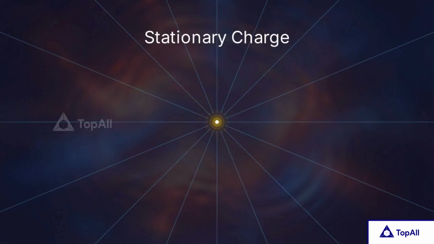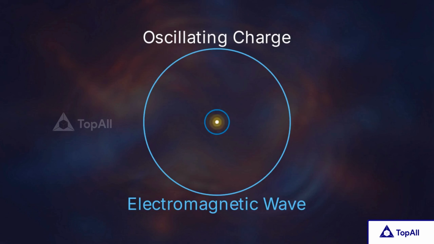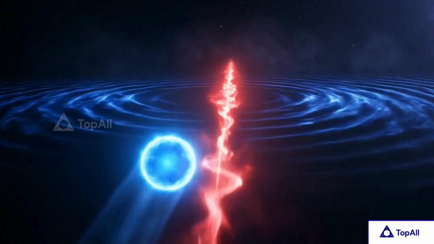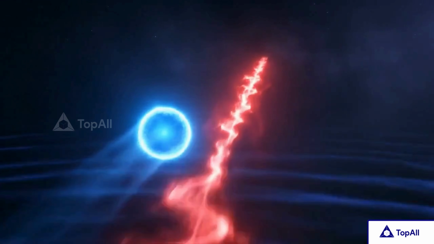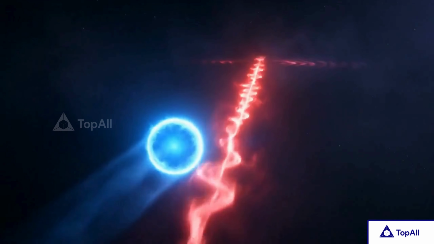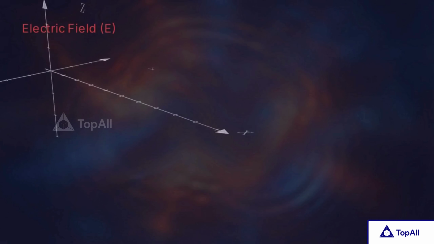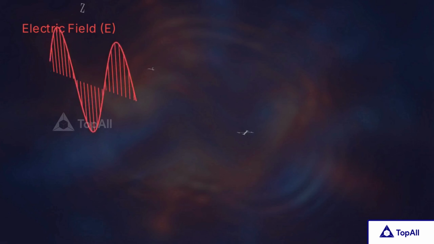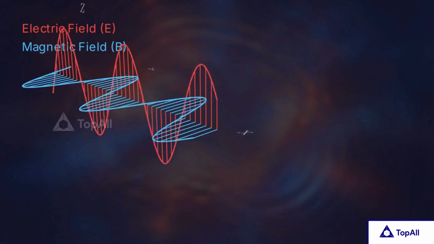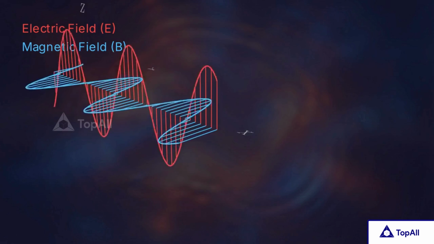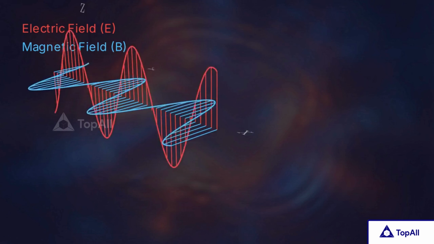Every wave on this vast spectrum begins with the exact same physical trigger, an electrical charge that is accelerating or oscillating. This animation shows exactly how that charge behaves. As it accelerates, it creates an oscillating electric field in space. That changing electric field immediately generates a magnetic field perpendicular to it, which in turn generates another electric field. They feed off each other, constantly regenerating to push the wave through space.